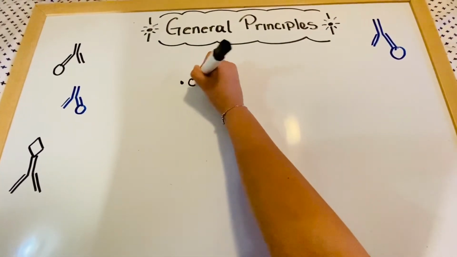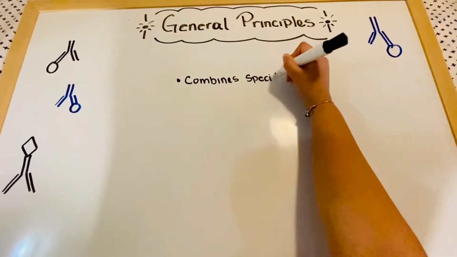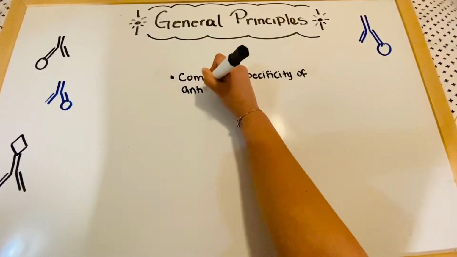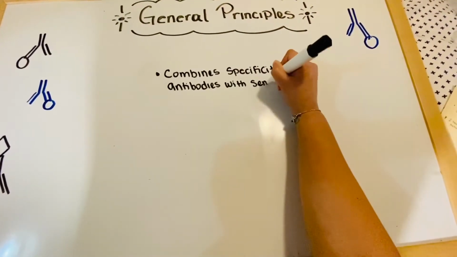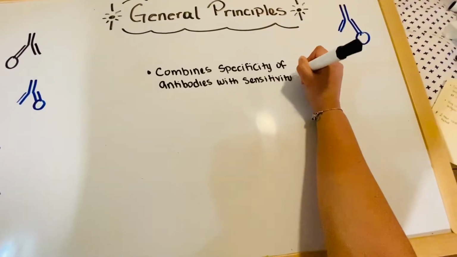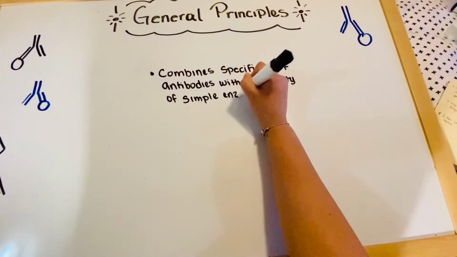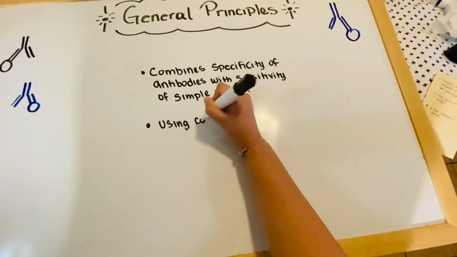Let's jump a little deeper into the general principles of ELISA. ELISA combines the specificity of antibodies with the sensitivity of simple enzyme assays. This is accomplished by using antibodies or antigens that are coupled to an easily assayed enzyme. The ELISA can then provide measurements of both antibody and antigen concentrations.